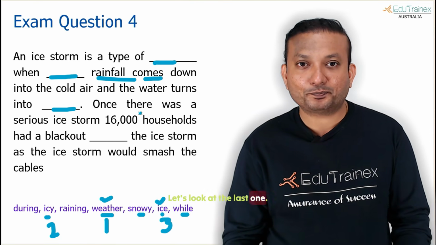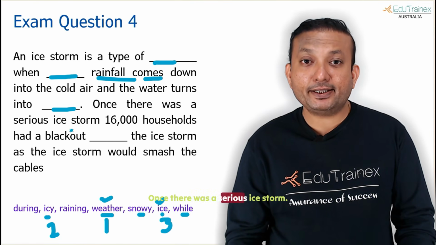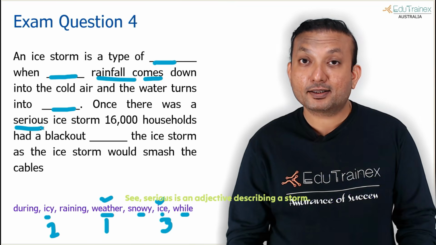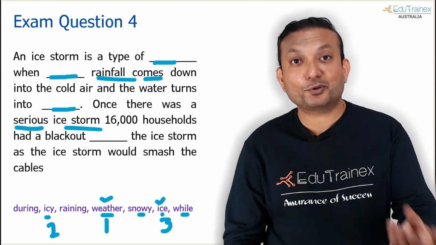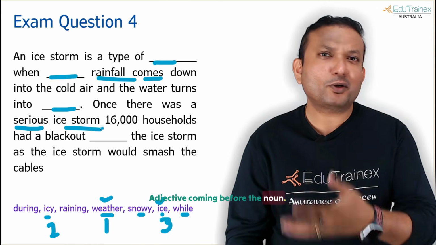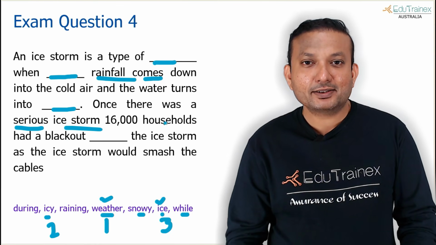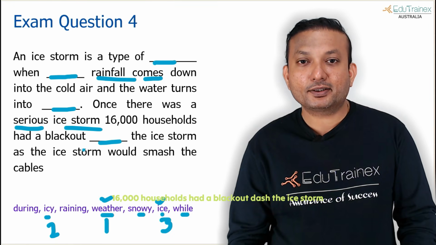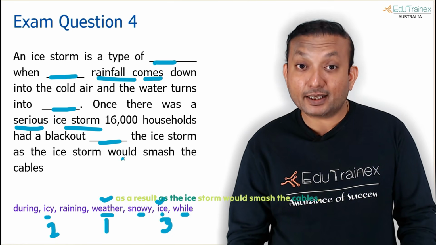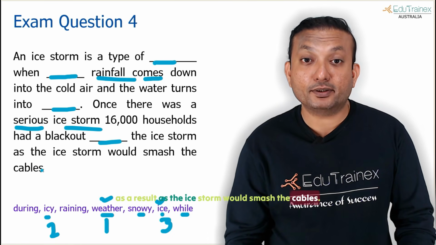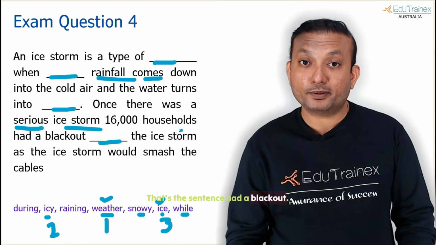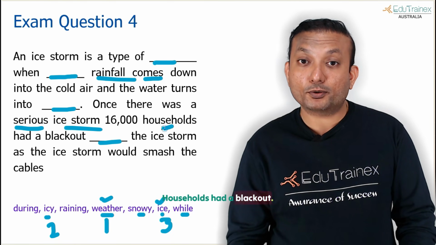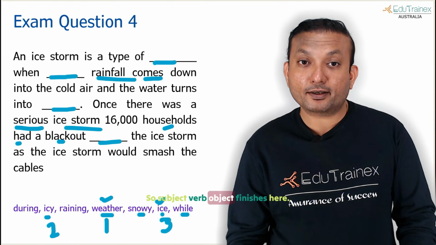Let's look at the last one. Once there was a serious ice storm. See, serious is an adjective describing the storm. Adjective coming before the noun. How many times do I have to show you? 16,000 households had a blackout dash the ice storm as a result, as the ice storm would smash the cables. That's the sentence. Had a blackout. Households had a blackout. So subject, verb, object finishes here.